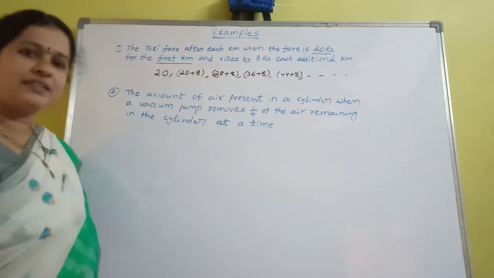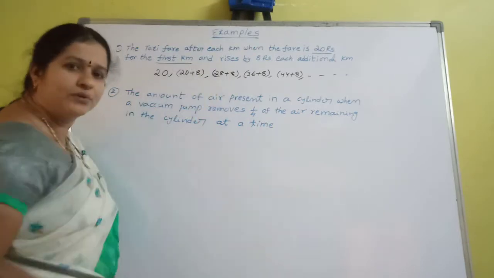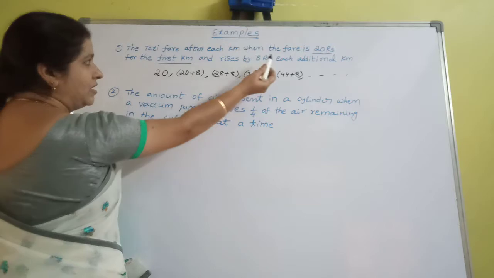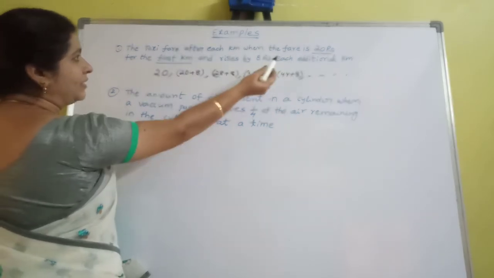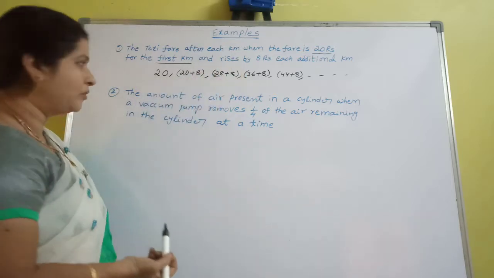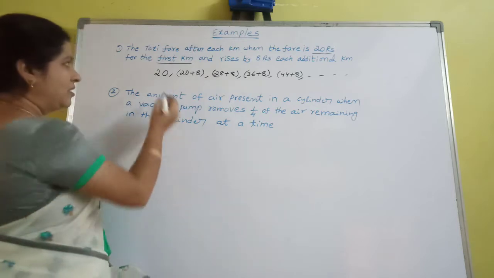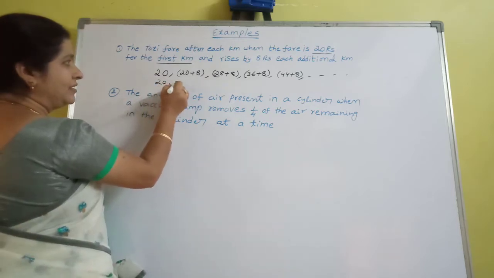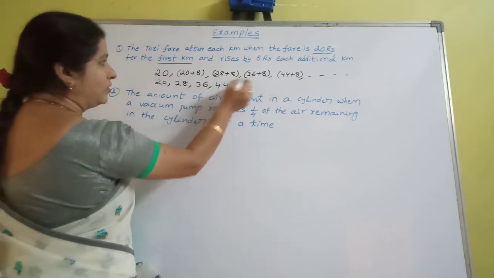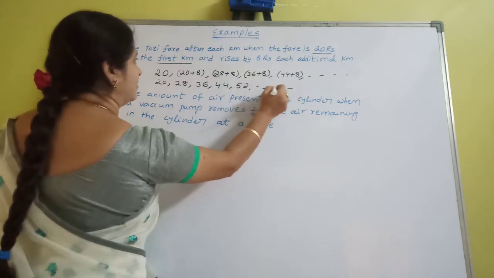So is the series in AP or not? For this, first you have to convert the statement into a series. The first kilometer, the rate is 20 rupees. For the next kilometers, it is raised by 8 rupees. So 20, 28, 36, 44, 52, and so on. So the series is like this.